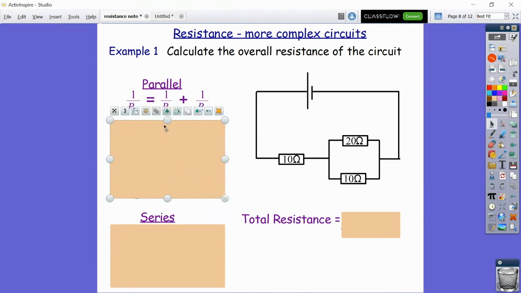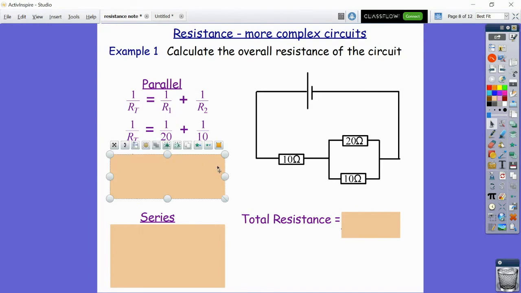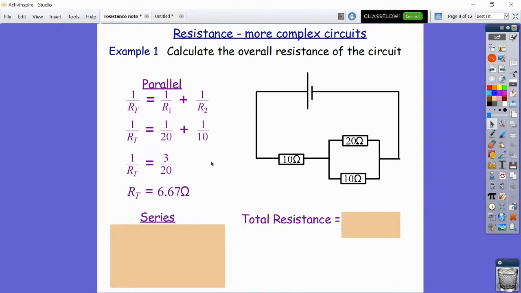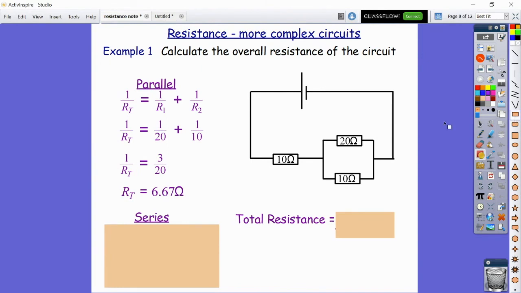We're looking at 1 over 20 plus 1 over 10, which is 1 over 20 plus 2 over 20, which is 3 over 20. So solving that for RT, you should get 6.67. You might have rounded differently, you might have 6.7 or something like that. It's absolutely fine.